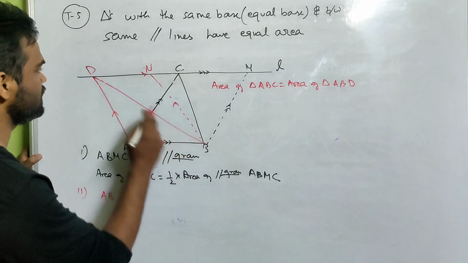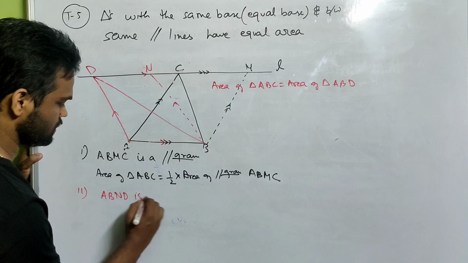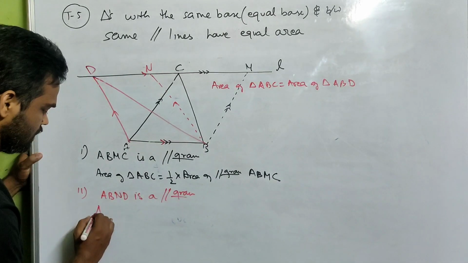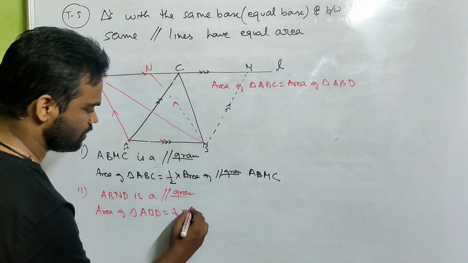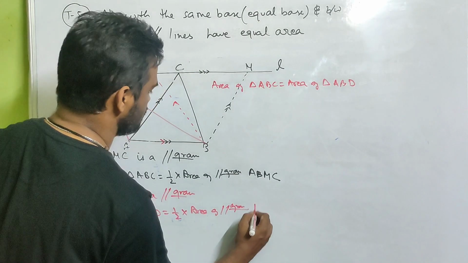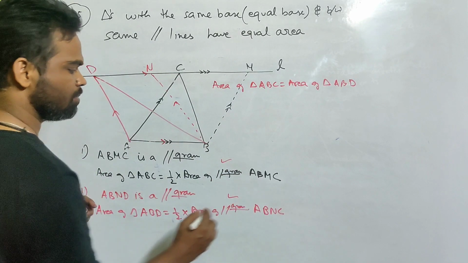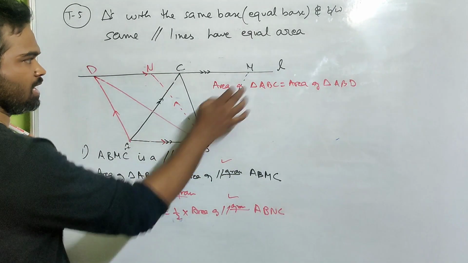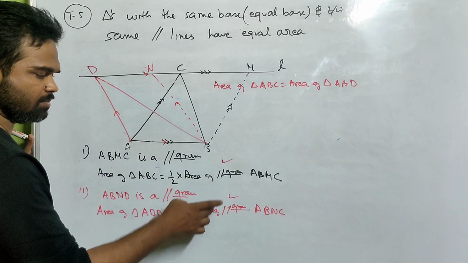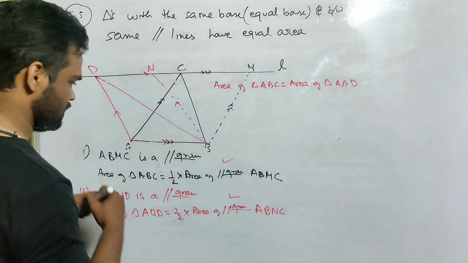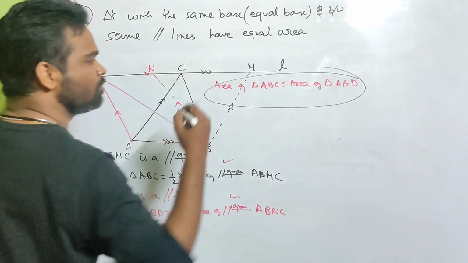So area of triangle ABD: first of all, ABND is a parallelogram, no doubt in that. And area of triangle ABD is equal to half the area of parallelogram ABND. Yes or no? Now, the areas of both the parallelograms are equal. Why? Because ABMC and ABND are between the same parallels and on the same base. So according to the theorem, these two areas are the same, which means the area of triangle ABC and the area of triangle ABD are the same. Yes, they have to be the same.